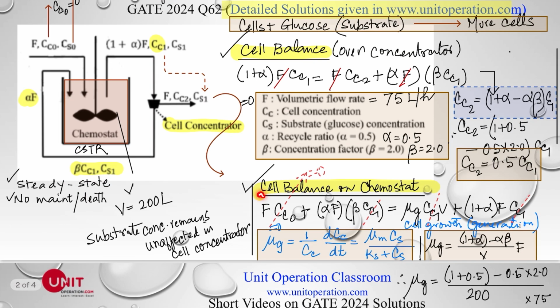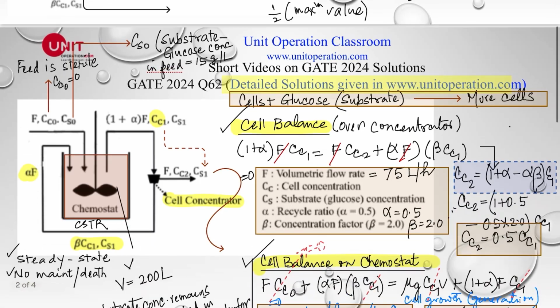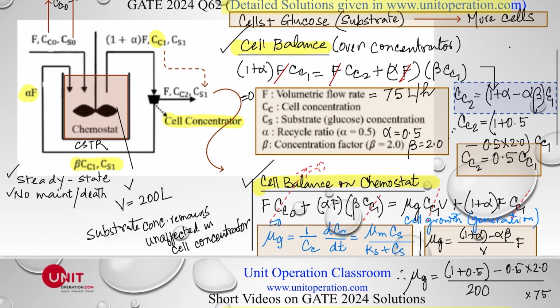Now let's do the cell balance on the chemostat. So on this chemostat, we do the cell balance. So this big F CC0, the flow rate F times CC0, that's what is coming in, but we know CC0 is equal to 0. It's a sterile one, plus αF, which is coming in, times β CC1. So, which is this one, is equal to, now there is a generation of cells, and that generation of cells is given by the Monod kinetics right here, which is μg into CC1. Of course, the volume has to be multiplied there.